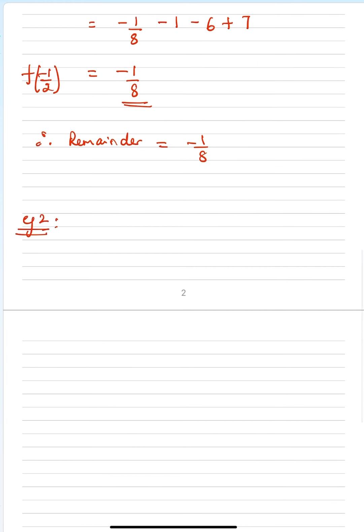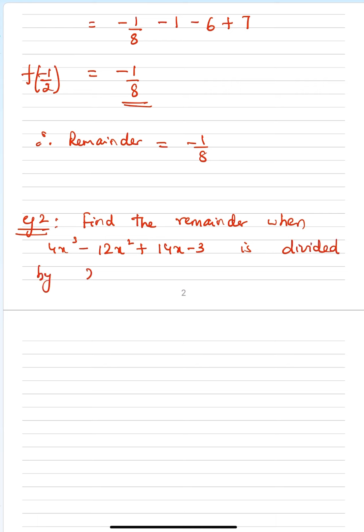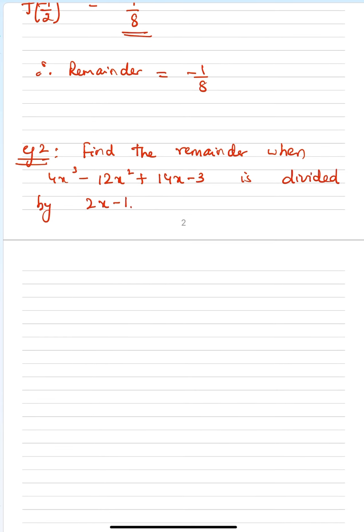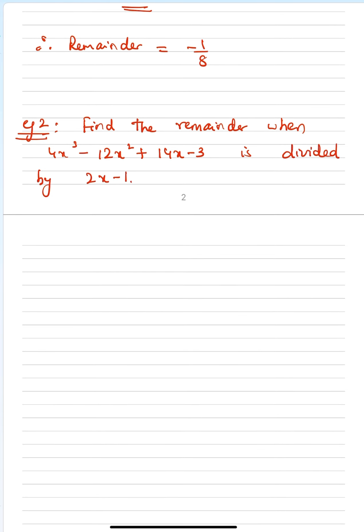That is, find the remainder when 4x cubed minus 12x square plus 14x minus 3 is divided by 2x minus 1. Now here, same thing. Now is this in the form of x minus alpha? No. We need to make it in the form of x minus alpha, right?